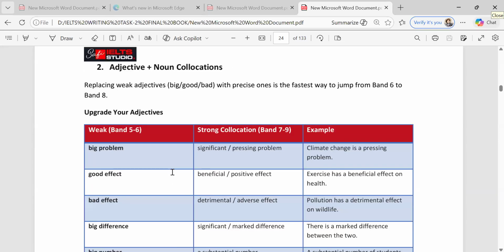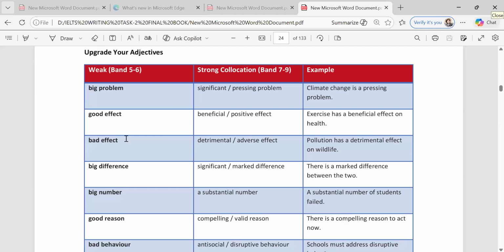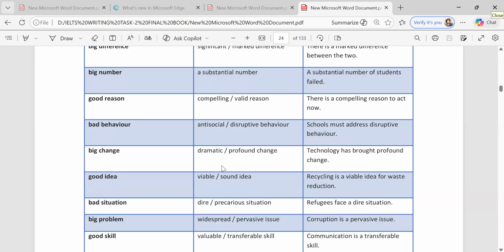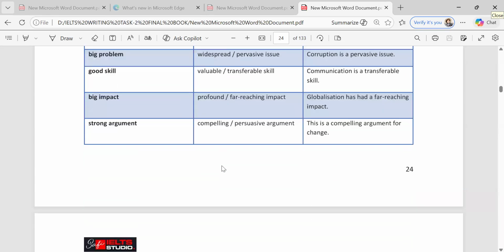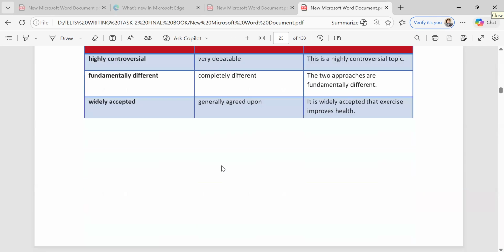And then you can use adjective plus noun. For example, instead of big problem, you can say significant problem, pressing problem. Good effect, no, beneficial. Bad effect, no, adverse effect. Big difference, no. These are common vocabulary words. If you change them, you can straight away get a high band in IELTS.